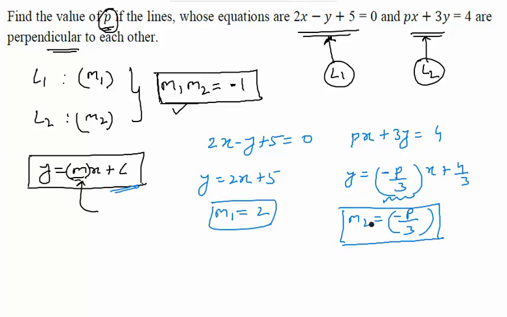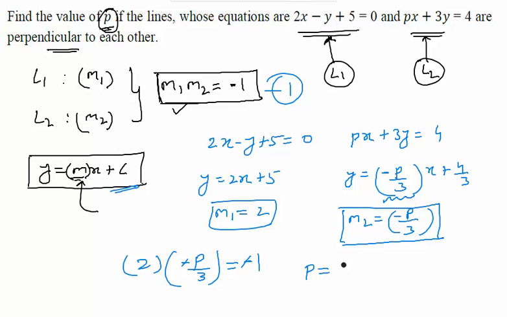But since it is already given to us that the two lines are perpendicular, this particular condition will be satisfied. m1 into m2 should be equal to minus 1. So let us try to do that. So m1 is 2 and m2 is minus p by 3. So this product should come out to be how much? Minus 1. So let us solve this. Minus gets cancelled out and you get the value of p as 3 by 2. This is your required answer.